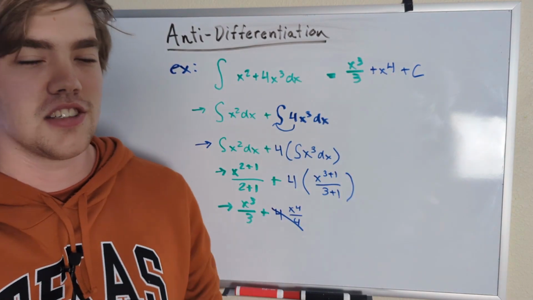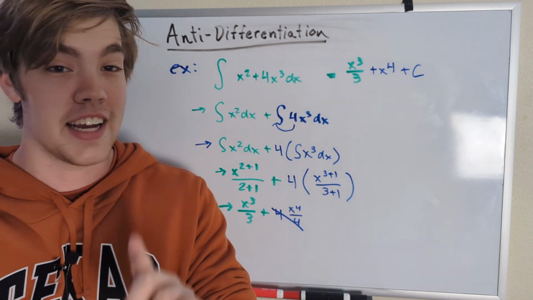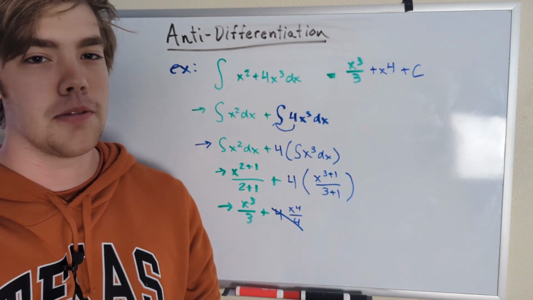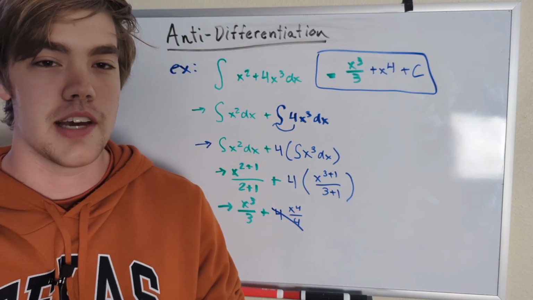We don't know if there was a constant there. We need to add the plus c. Do not forget it. On your test, you will actually lose points. I have lost quite a few points in my past just from forgetting the plus c. And that's our antiderivative. That wasn't too bad, right? We're going to do a couple more examples so you get better and better at it.